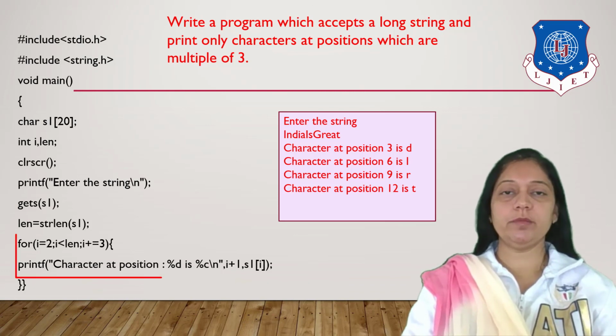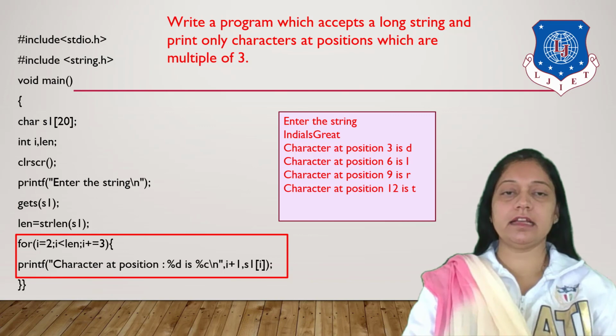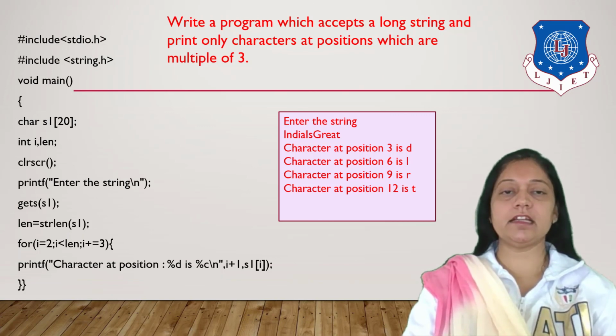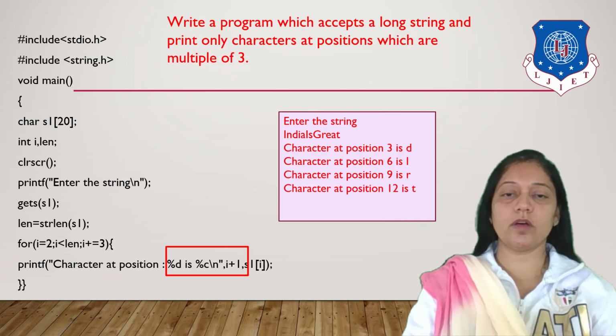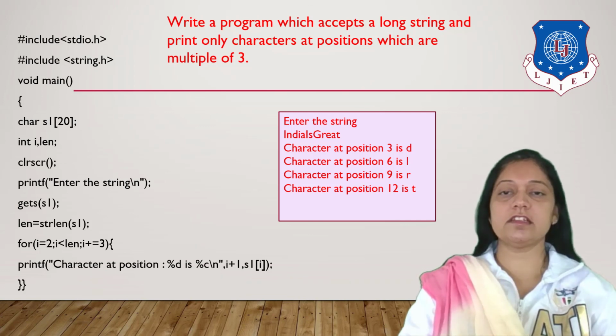When this loop is executed, I'll get the characters at different positions. So the character at position 3 is D. The first third position character is D. Then it is incremented by 3, so the next would be capital I. Then the character at position 9 is R and at position 12 is T. Remember that the positions are 3, 6, 9, 12 but the indexes are 2, 5, 8 and 11, because when I am displaying in printf, I am doing i plus 1, though the index is equal to 2. So this is the output of the program.